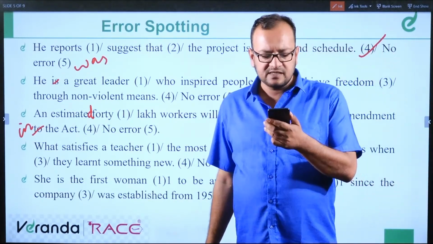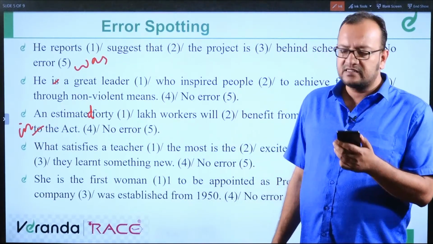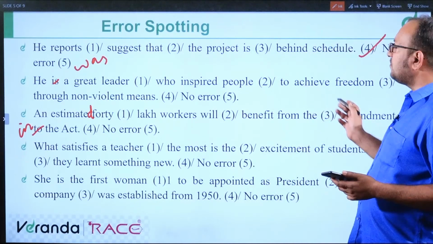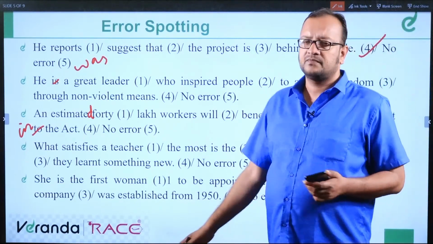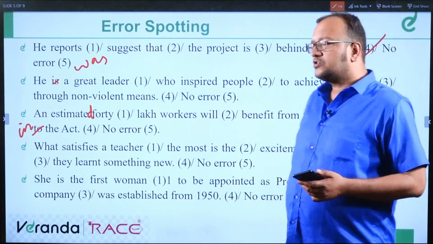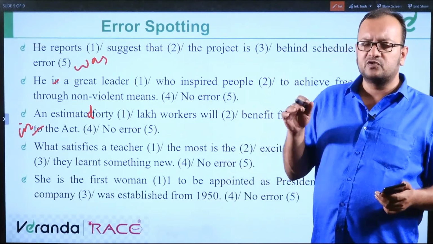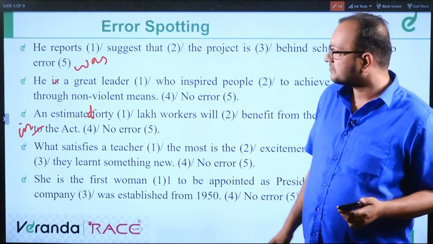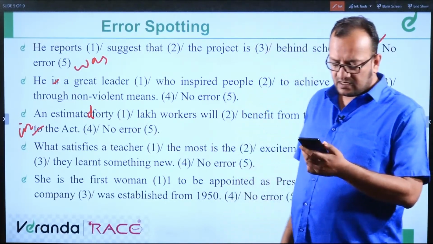Inspires. Someone says inspires. See what the problem with inspires is. We have said that to achieve freedom through non-violent means, it's something that freedom has been achieved. So it's a past tense action. So we'll replace is with was. Okay. I think you're convinced.